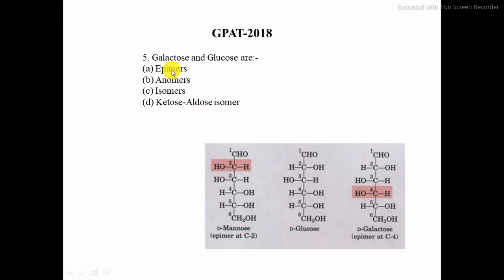Now coming to the fifth question: galactose and glucose are epimers, anomers, isomers or ketoaldose isomers. We already explained in our previous question that galactose and glucose are epimers to each other. So here also epimers is the right answer. This is the structure of glucose and galactose. So they are epimers to each other, right?